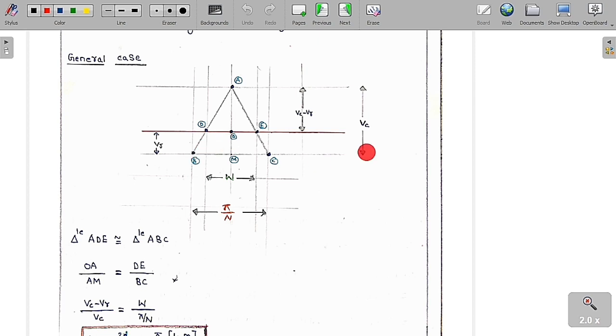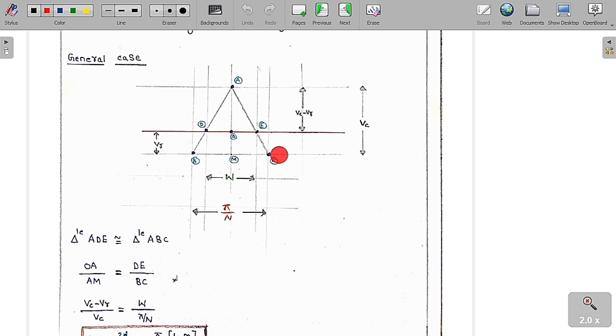We are going to see clearly. So now see, this is called the carrier signal, and this is called the reference signal. So this is the carrier signal and this is the reference signal. Let me take a few points: A, B, C, D, E. This is M and this is O.